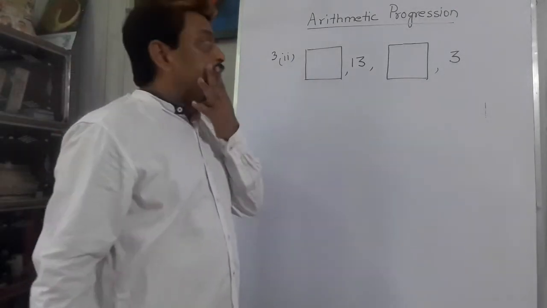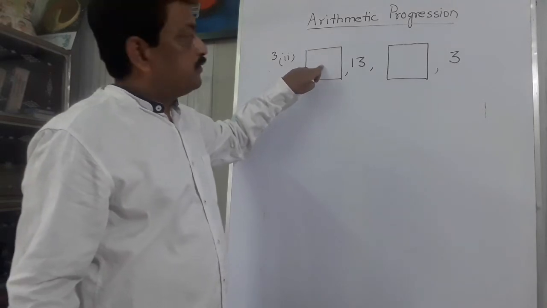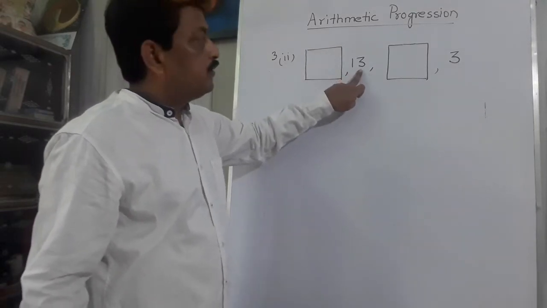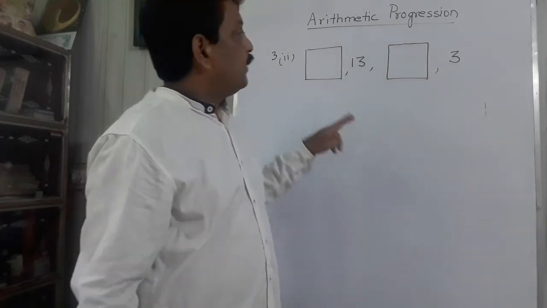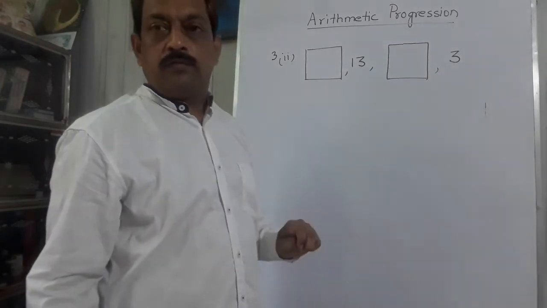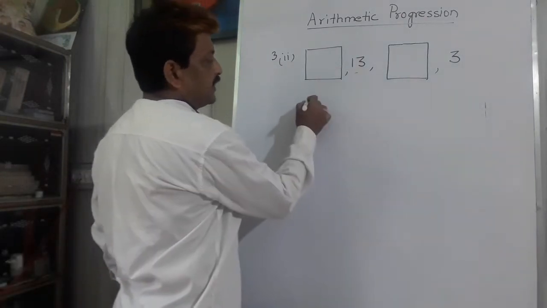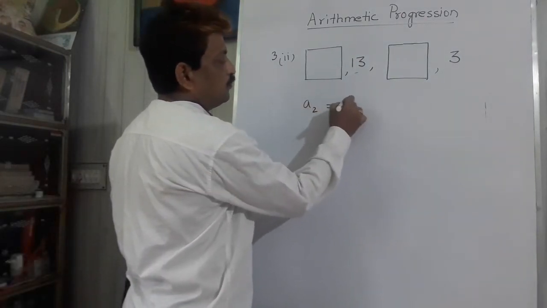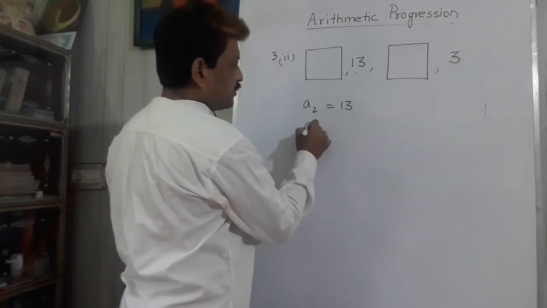An AP is given where you can see the first term is not given, it is blank. The second term is given 13, the third term is again blank, the fourth term is 3. We have to find these two values. Okay. Now what is the position of 13? 13 is the second term, that is A2. And 3 is the fourth term, that is A4.